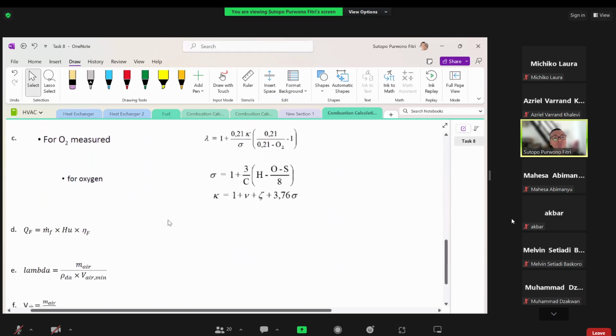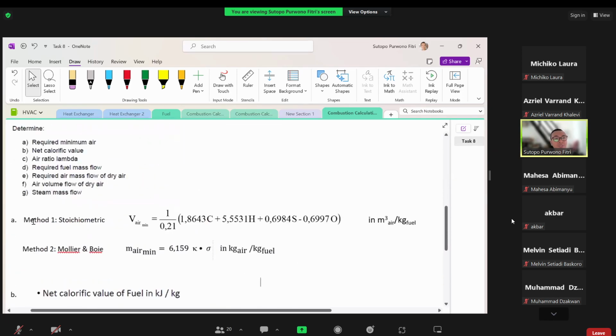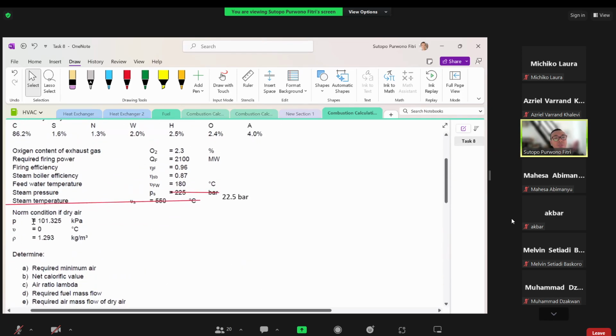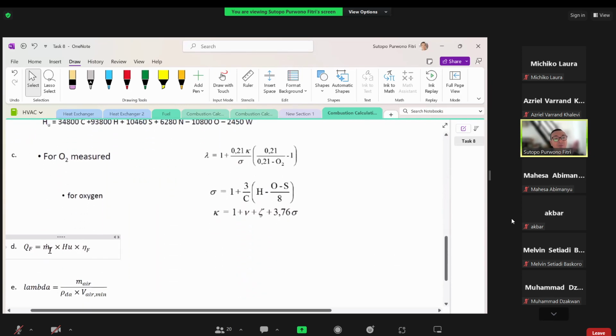So for the combustion, you need to calculate the mass flow rate of the fuel. This is the formula to define the energy from the combustion process. You need the mass flow rate of the fuel, the net calorific value, and also the firing efficiency. And because you have the known data for the power, the firing power, then you calculate the mass flow rate of the fuel here.